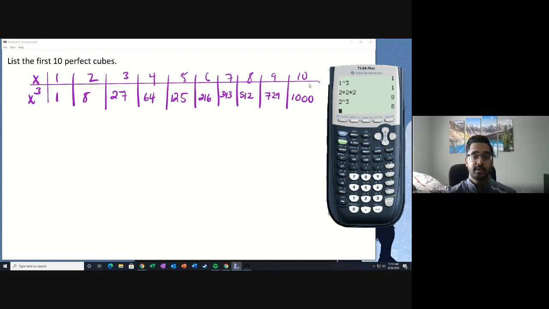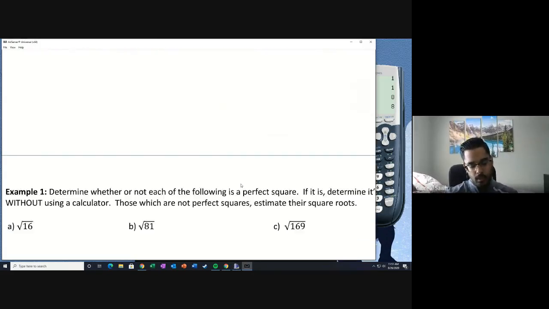So for perfect cubes, you definitely won't see anything bigger than 1,000 because, again, it doesn't really add to the complexity of the question. The difficulty isn't any higher. It's just more tedious because the numbers are larger, okay? So it'll only go up to 10 usually for perfect cubes.